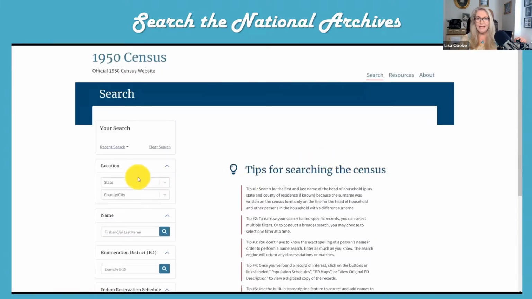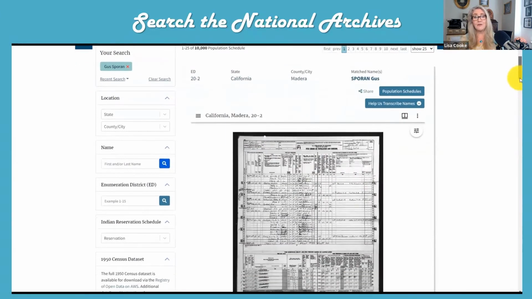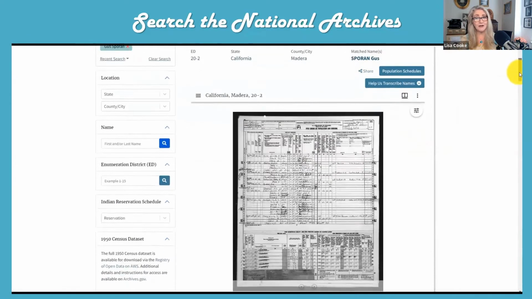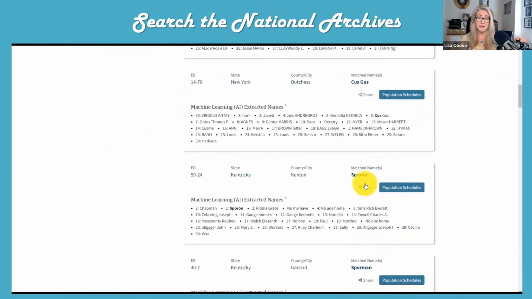Let's start with a basic search at the National Archives. So I know my great-grandparents. I'm going to put in Gus Sporin. He was the head of household. He was a Sparowski at one time, but he became a Sporin. Just by searching his name, he is the very first. Out of 10,000 results, their machine learning put him as number one. So I'd say that's pretty darn good.